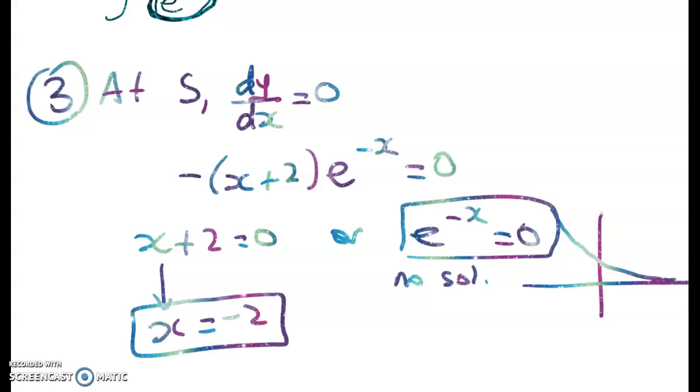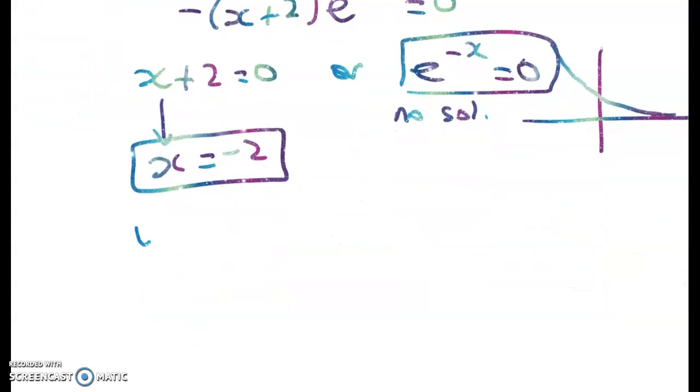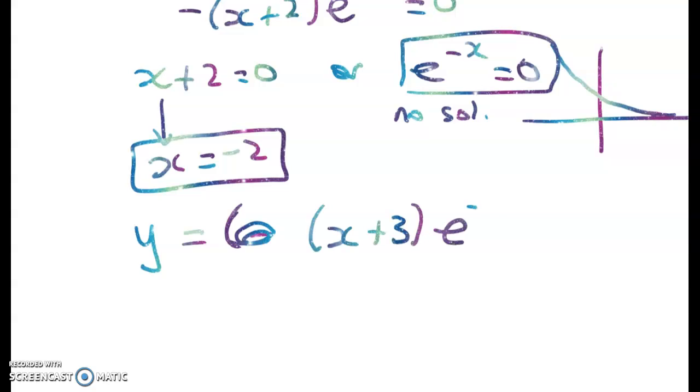We're asked for the coordinates, so I need to substitute that back in. We know that y is equal to, let's see, y is equal to (x plus 3) times e to the negative x. So y is equal to (negative 2 plus 3) times e to the power of negative negative 2.